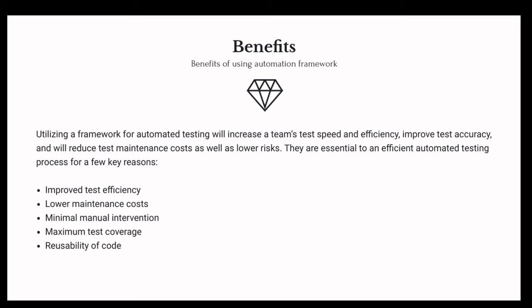The first one is it improves test efficiency. Second, it lowers the maintenance cost, because we are reusing things, and if we need to refactor something, we know we need to refactor it only at one place, and it will have an impact on all the places. So we don't have to put in more and more effort. Minimum manual intervention, maximum test coverage, reusability of code. Reusability of code is a very big and important aspect of the automation framework.